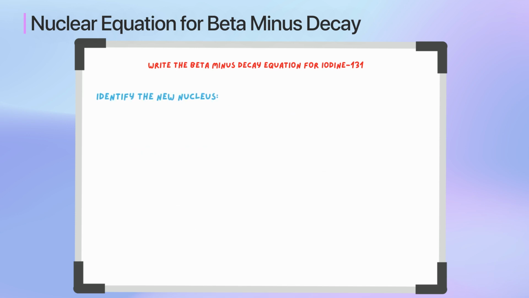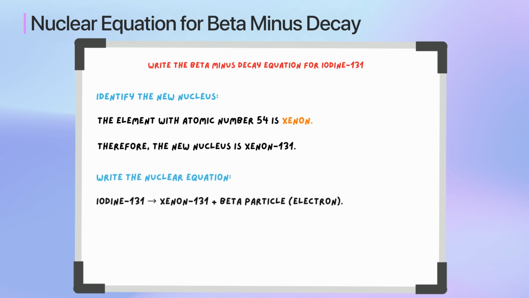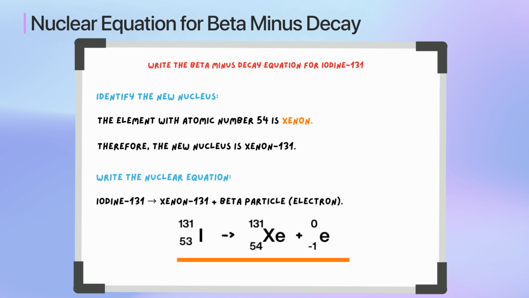Now we can identify the new nucleus using the periodic table. The element with atomic number 54 is xenon. Therefore, the new nucleus is xenon-131. We can now write the nuclear equation as iodine-131 becomes xenon-131 plus a beta particle, or an electron.